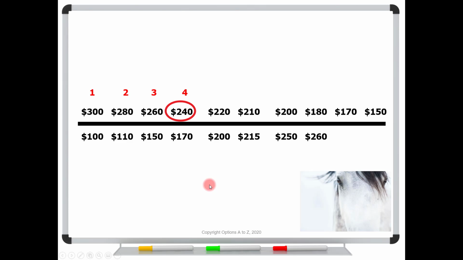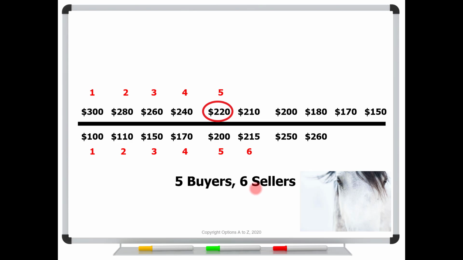Now we've got 4 buyers, and we have 6 sellers. Notice we've knocked 2 people out of line. These people were only willing to sell if they could get 250 or higher, or this guy was willing to sell at 260 or higher. But if the market price is set at 240, they're saying, you know what, we'd rather keep our horse. So they drop out of line. Now we've got 4 buyers and 6 sellers. Still out of balance. So now the auctioneer says, what about a price of 220? What happens now? Now we've got 5 buyers and we've got 6 sellers.